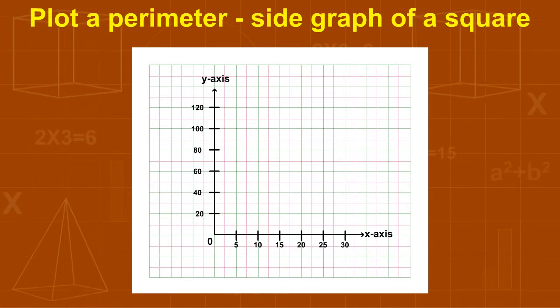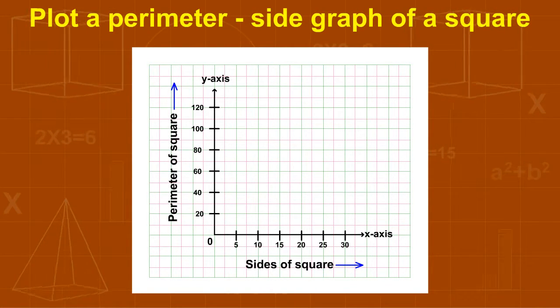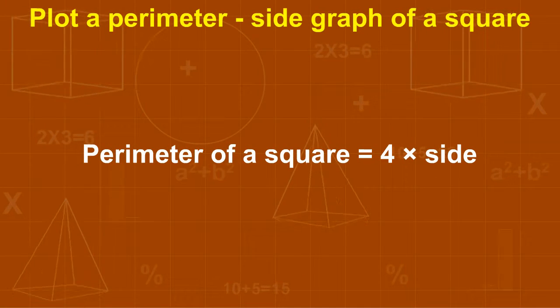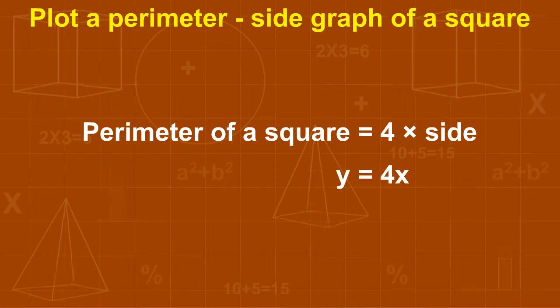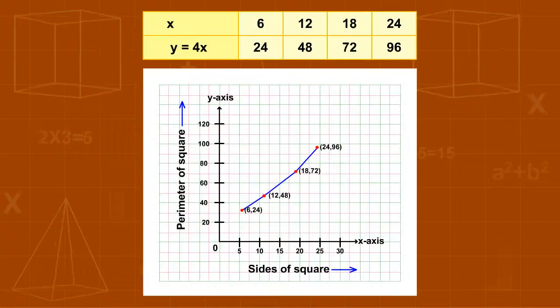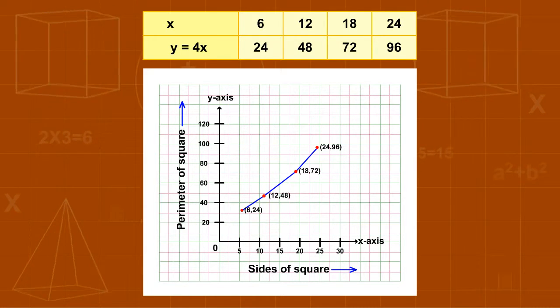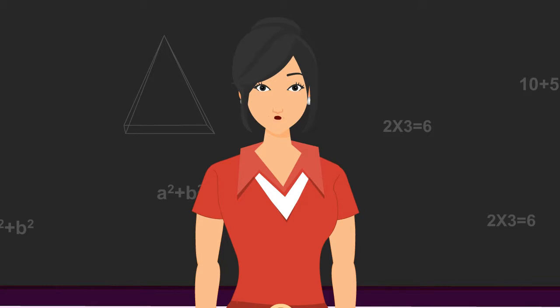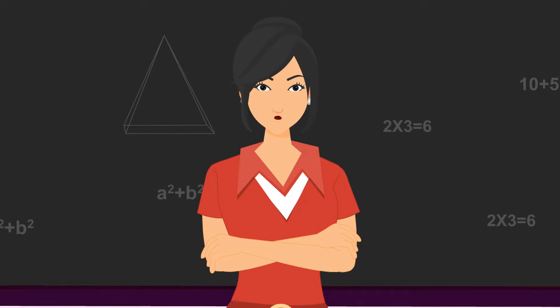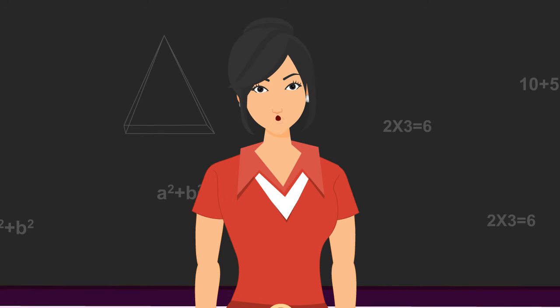To plot the required graph, let x represent the sides of the square and y represent the perimeter of the square. Now, perimeter of a square is equal to 4 times side, so y = 4x. The table shows the relation between x and y. The required graph on the basis of the table is as shown. So children, these were some examples of methods of plotting different graphs. Following the same, you can draw many more.